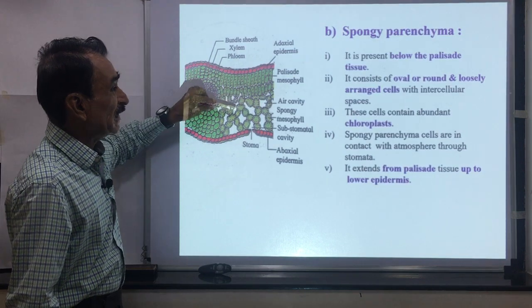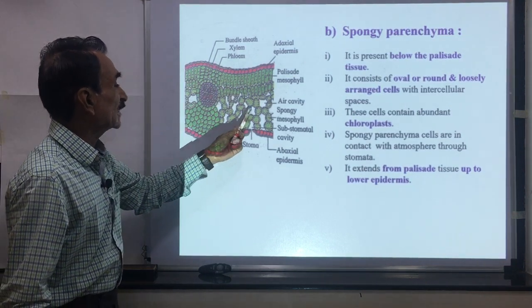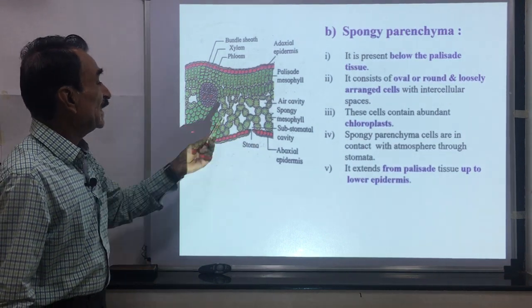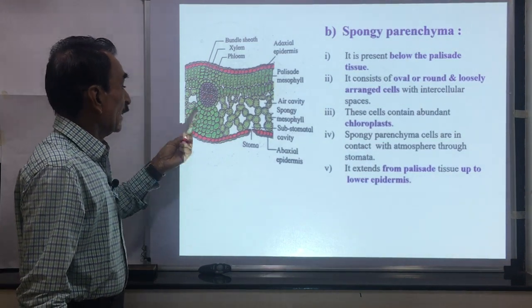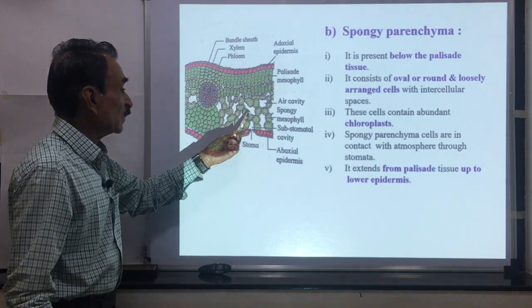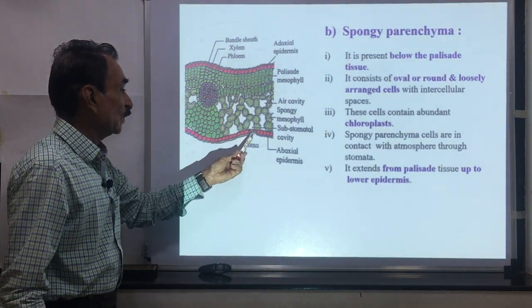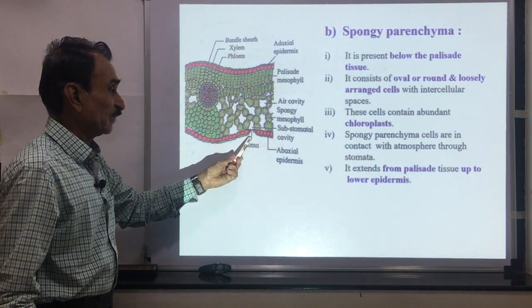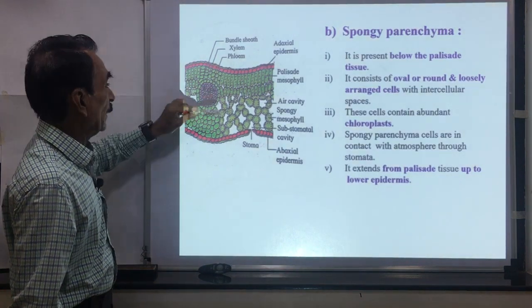These cells are round or loosely arranged with intercellular spaces. You can see an air cavity is present between these cells. These cells also contain abundant chloroplast. Here, these mesophyll cells, this spongy tissue, are in contact with the atmosphere through the stomata and the substomatal chamber. It extends from palisade up to lower epidermis.